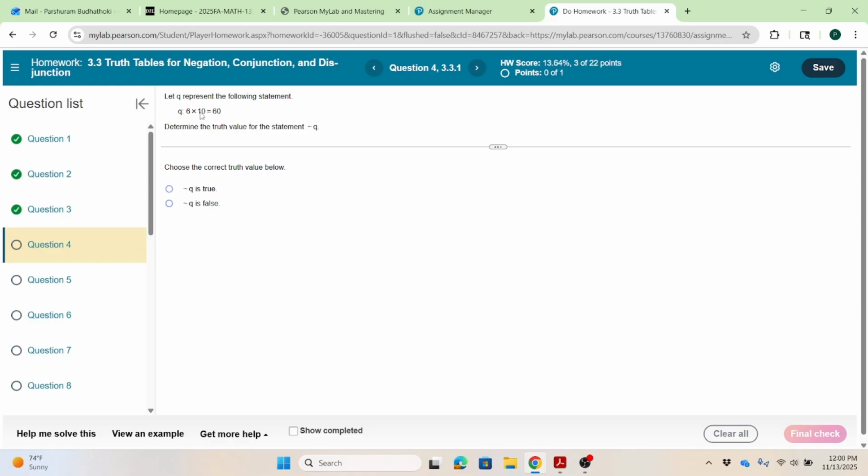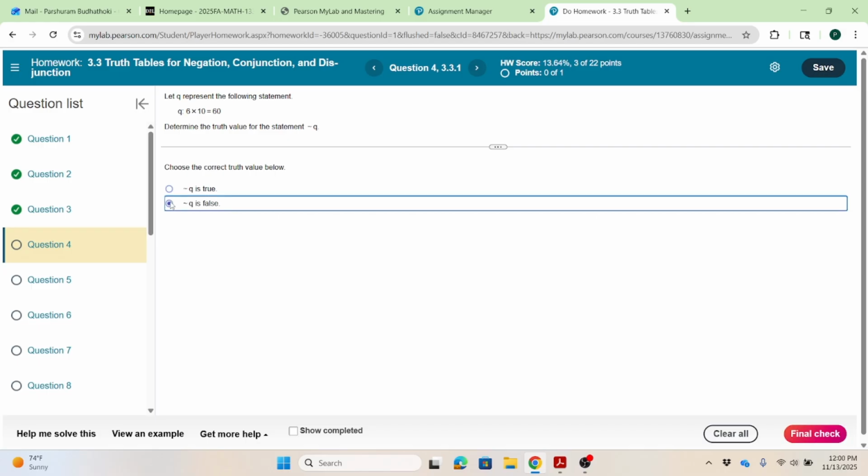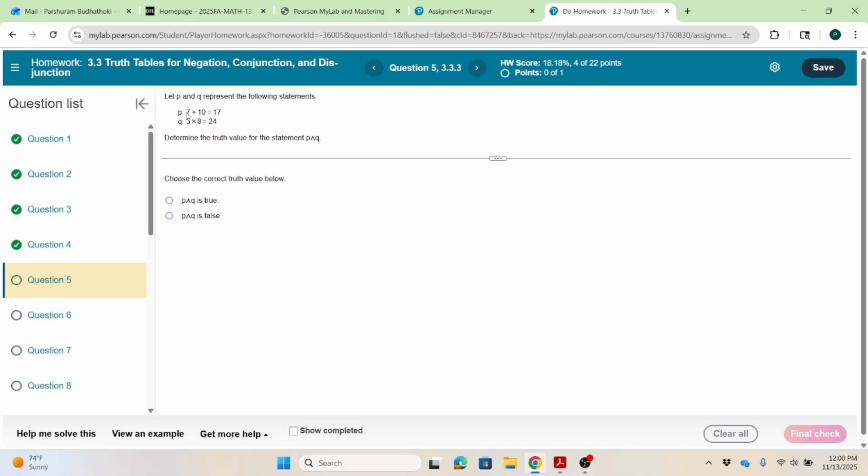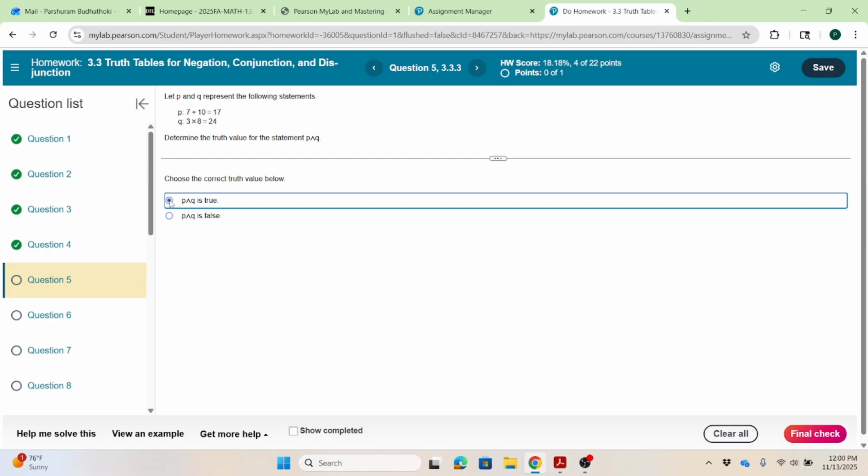Okay, let's say you have a statement Q, 6 times 10 is 60. That's a true statement. What is the negation of Q? The negation of Q is supposed to be false, because the statement itself is true. Let's say there are two statements P and Q. 7 plus 10 is 17. That's a true statement. 3 times 8 is 24. That is also true. Because both of them are true, P and Q is supposed to be true.